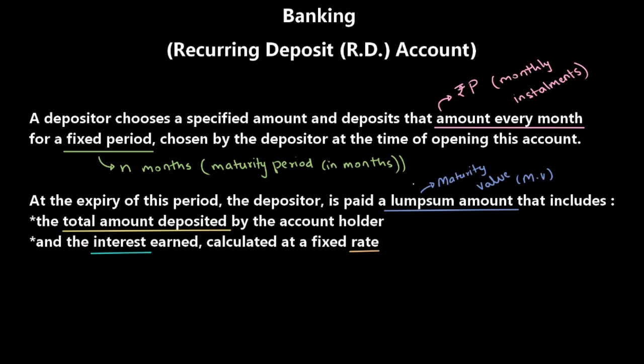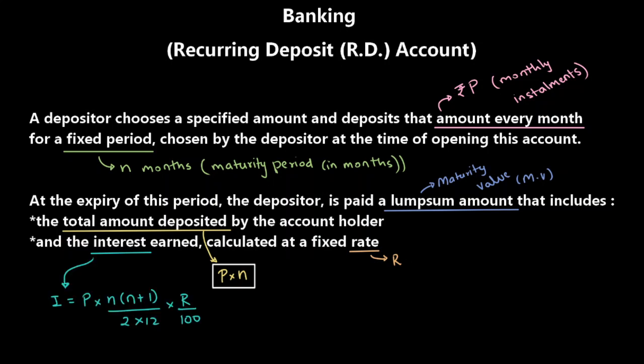Okay. And this includes the total amount deposited by the account holder and the interest, right? So the amount deposited by the account holder will be simply P into n, because what I'm doing is I'm depositing P rupees every month for n months. So my total amount deposited would be P into n. So considering that the rate of interest declared by the bank is say R% per annum, the interest that I receive is calculated by this formula here. You see, P into n into (n plus 1) upon 2 into 1 upon 12 into R upon 100. This here is the calculation for the interest.